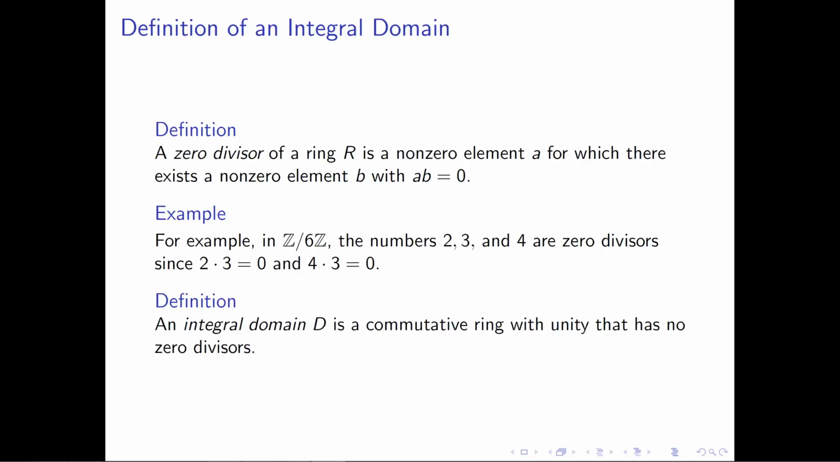What an integral domain is, it's a ring. We're going to require that the ring be commutative. We're also going to require that the ring have a unity. And we're going to require that the ring has no zero divisors. And if you have a ring that satisfies these 3 additional properties, commutative, with unity, no zero divisors, then we call that ring an integral domain.